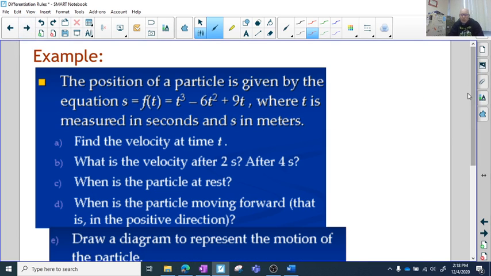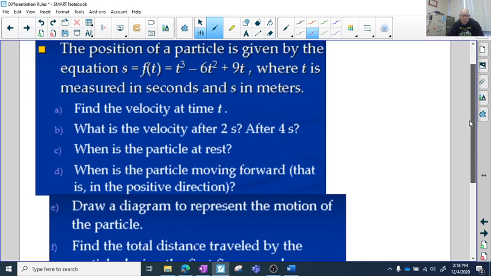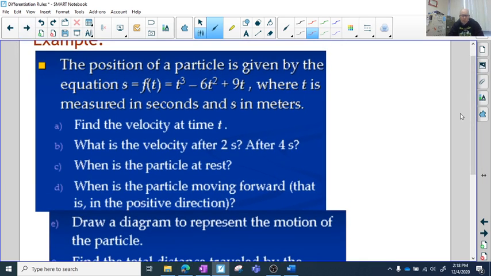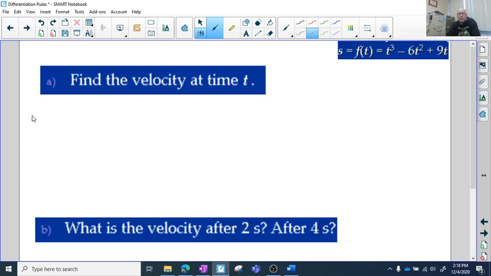Okay, so what I've got is a long problem that I use to go through all the different types of questions that you may be asked. On the slides that follow, I have each of these sections broken down, and we just do them individually. So this function, if we read it, says the position of a particle is given by the equation f of t equals this function, where t is measured in seconds and s position is measured in meters.